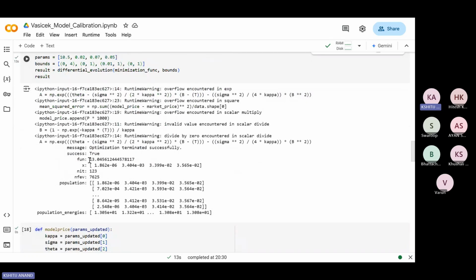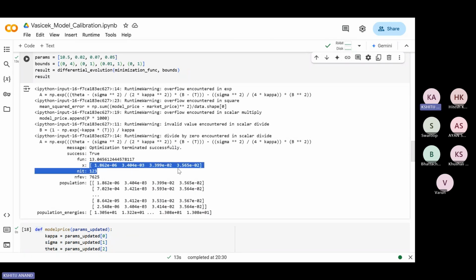The sum of squared error is like 13.04. So it is not able to minimize the function, not able to minimize the loss below that term. Basically the error is below 13. And these are the parameter values for x. But this is a very small number.